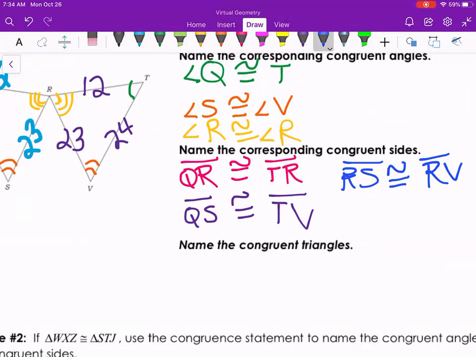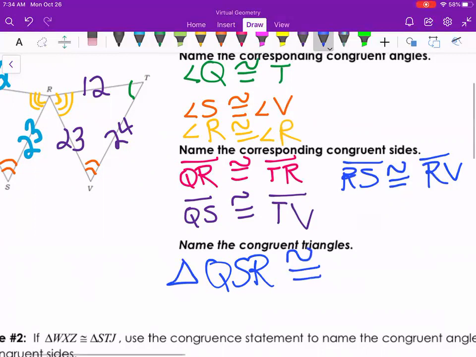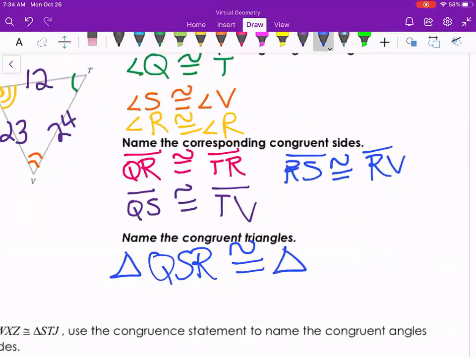Now we can use all of our congruent parts here to name our congruent triangles and make our congruent statement. So triangle QSR. Okay, again, I can choose whatever order I want for my first triangle, is congruent to, again, now the second one has to match the same order. Q matched with T, so T has to be first. S was next, so V has to be next, and R at the end.